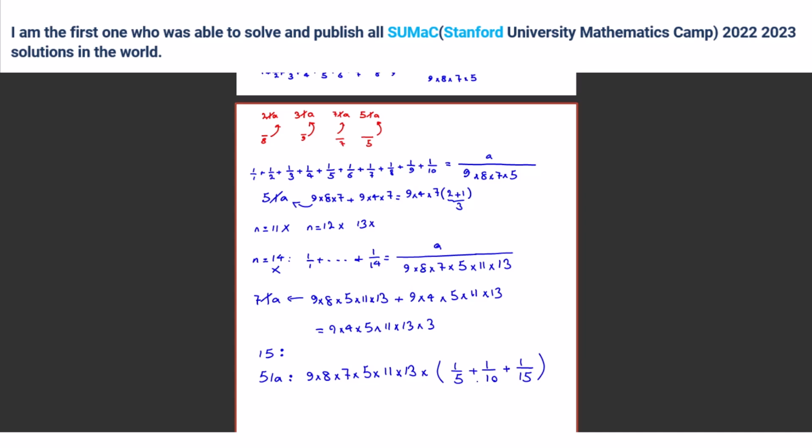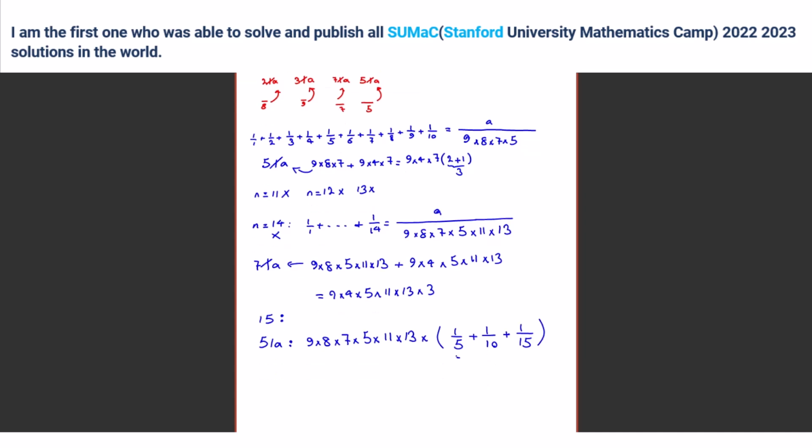I think it's easier to check. If you check this, the common denominator is what? 30, right? And it would be 6 plus 3 plus 2. 6, 9, 11. It is 11 over 30, right? And it is not a multiple of 5. We cancel 5, so 15 doesn't work.